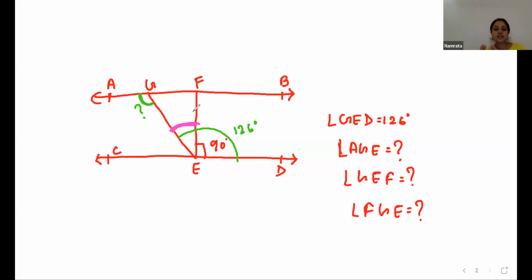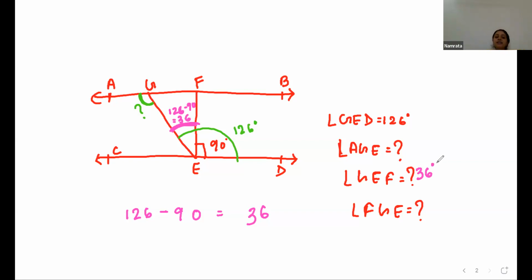The total is 126. This much is 90 degrees. So if we subtract 90 from 126, we will be left with this pink angle, right? Yes, ma'am. So rather than focusing on the first part which is asked, let's find whatever is possible first. Here we can say this angle will be 126 minus 90. If we do the subtraction, 126 minus 90 will be 36 degrees, right? So we got GEF, that is 36 degrees. Let's write it. This is 36.